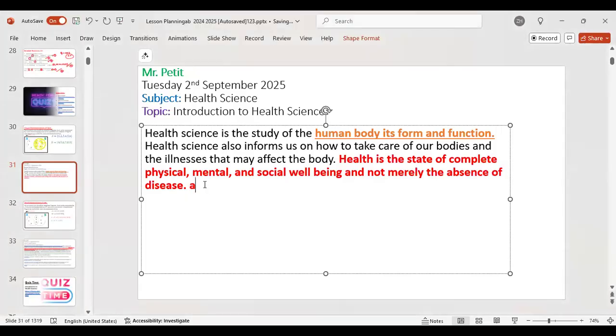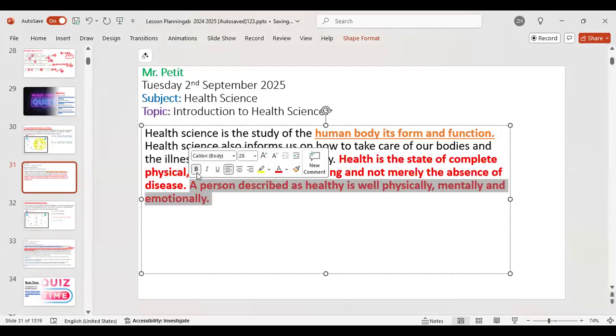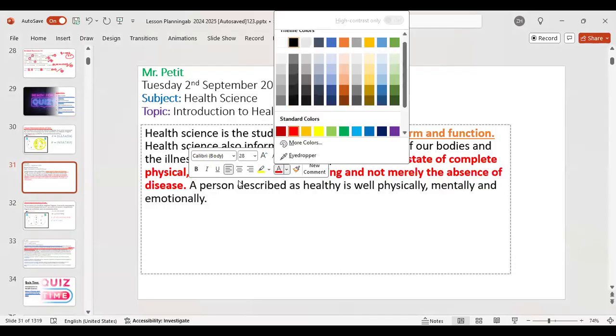So a person described as healthy is well physically, mentally, and emotionally. Okay. So I mean that to be healthy, you have to be balanced. Okay.